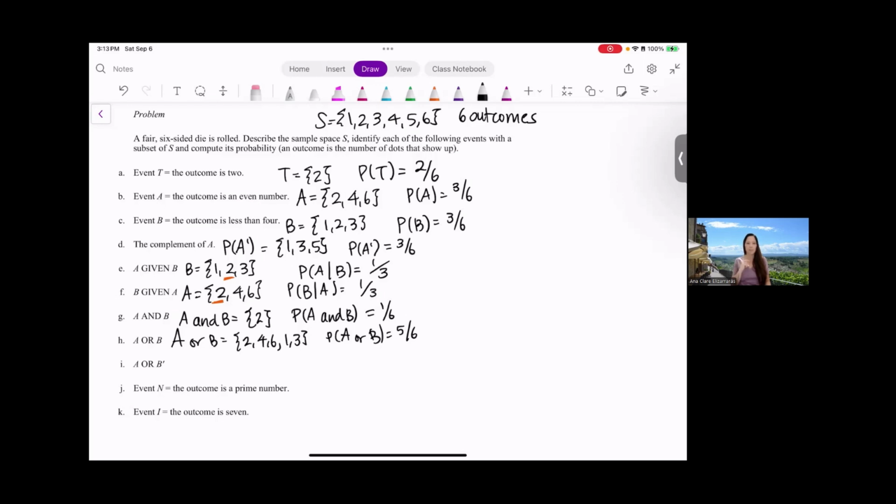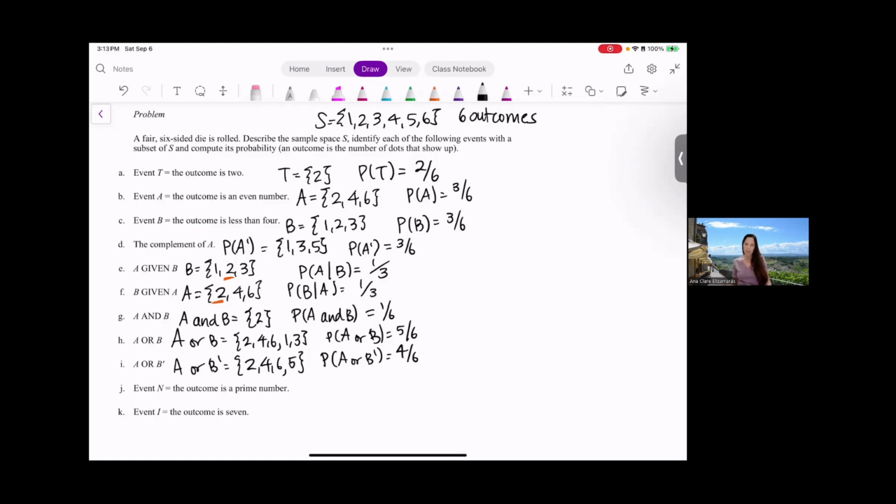What about this next part? A or not B. So A, all the things that are in A, which is 2, 4, and 6. And all the things that are in not B. So B is 1, 2, 3, which means not B is 4, 5, 6. We've already listed 4, we've already listed 6, so all we need to do is include 5. And then that probability is 4 out of 6, because the 2, 4, 5, and 6 is 4 numbers.